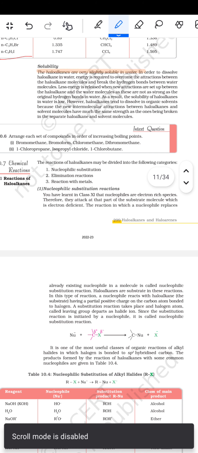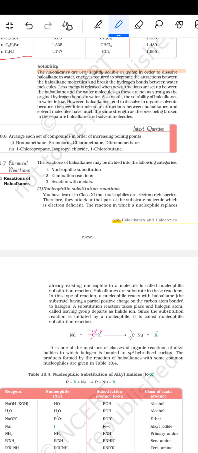The haloalkanes are very slightly soluble in water. In order to dissolve haloalkanes in water, energy is required to overcome the attraction between the haloalkane molecules and break the hydrogen bonds between the water molecules. Less energy is released when new attractions are set up between the haloalkane and the water molecules, and these are not as strong as the original hydrogen bonds in water. As a result, the solubility of haloalkanes in water is low.